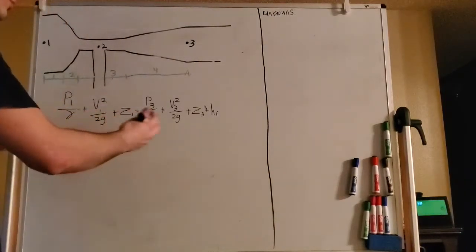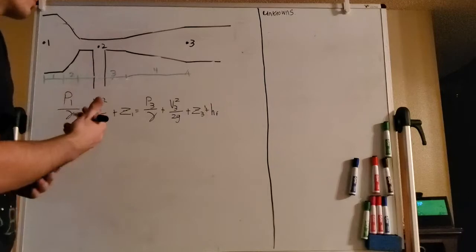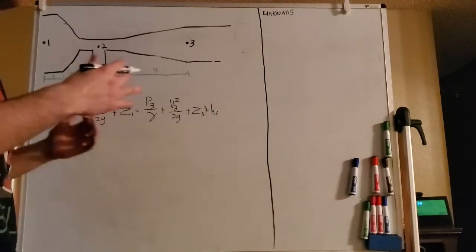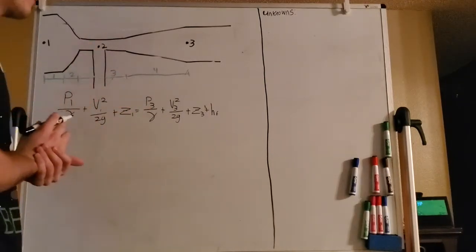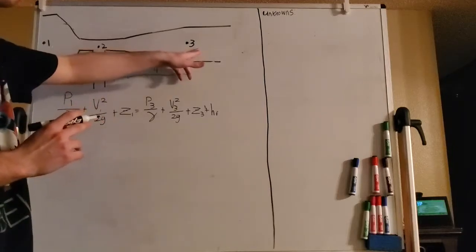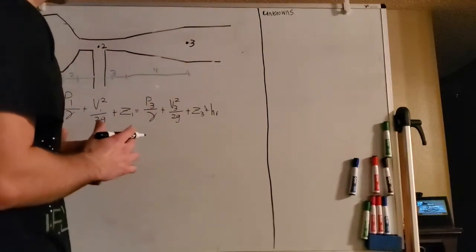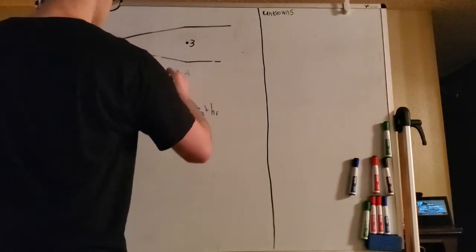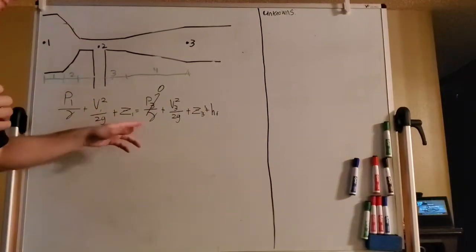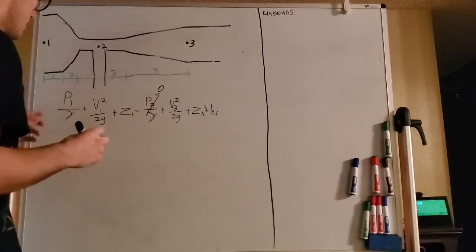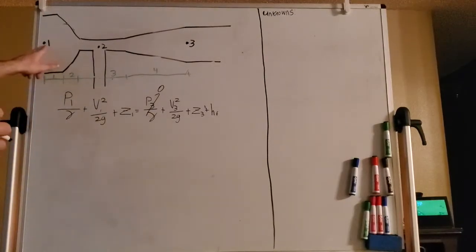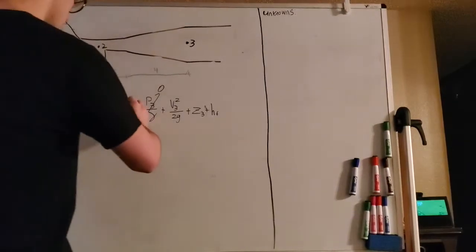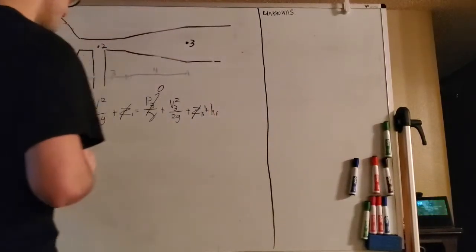The first thing with Bernoulli equations is that we are going to cross out the values that are either equal on both sides or that are 0 in value. Point 3 is the exit of our Venturi, so that is going to be at atmospheric pressure, which will be denoted as 0. So pressure 3 will go to 0, so we can cancel that term out. The difference in height between points 1 and 3 is a negligible value, so we can cancel that out on both sides.